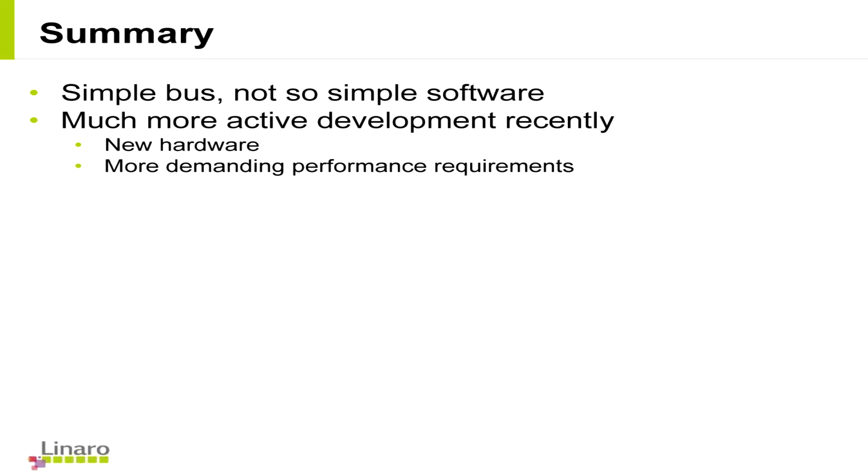SPI is a trivial bus. That's its major advantage for the hardware engineers. But because it can run quite fast, it's not so simple for software to work with. The overheads you have in things like scheduling start to matter quite easily with high bandwidth SPI applications.